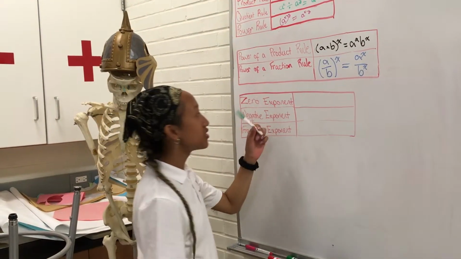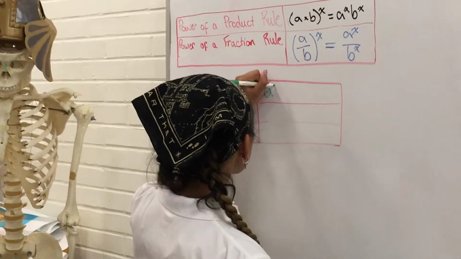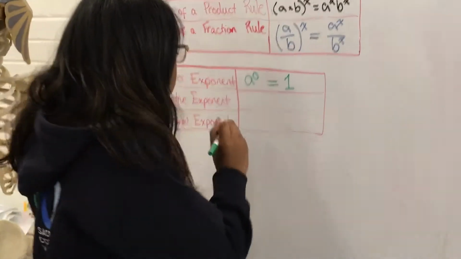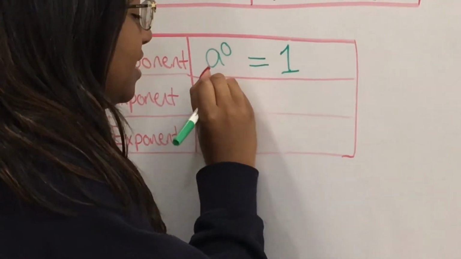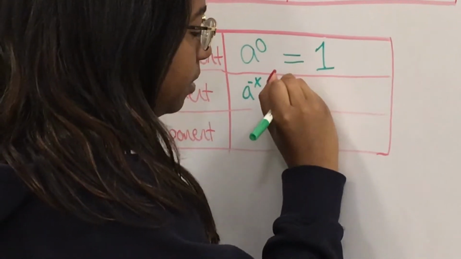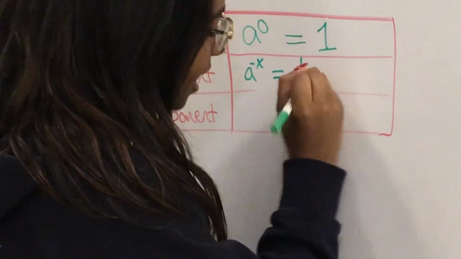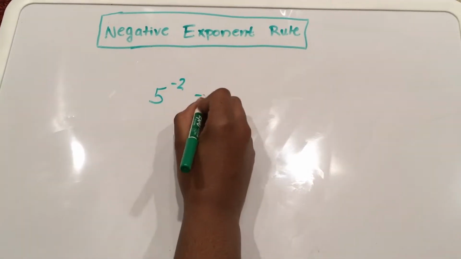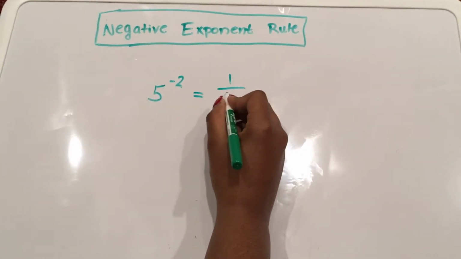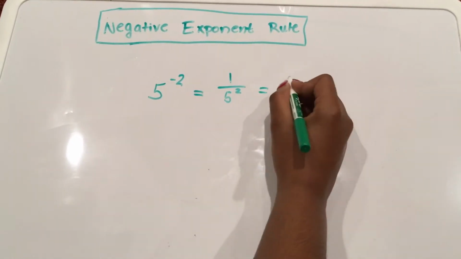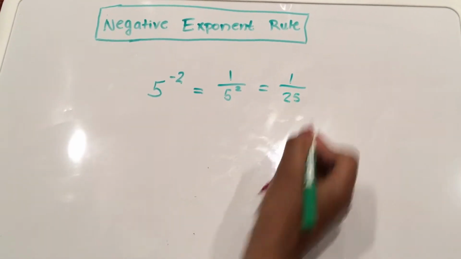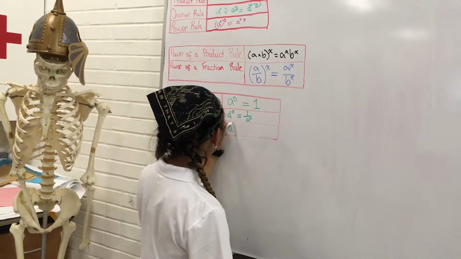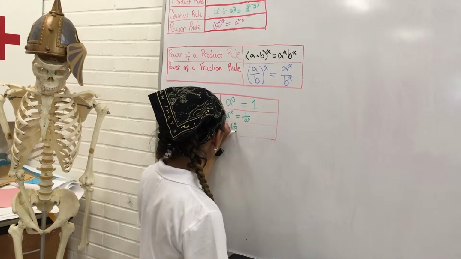The zero exponent rule basically states that anything raised to the 0th power will always equal 1. The negative exponent rule says that a to the negative x will equal 1 over a to the x. If you have 5 to the negative second power, that's going to equal 1 over 5 squared, which then equals 1 over 25.